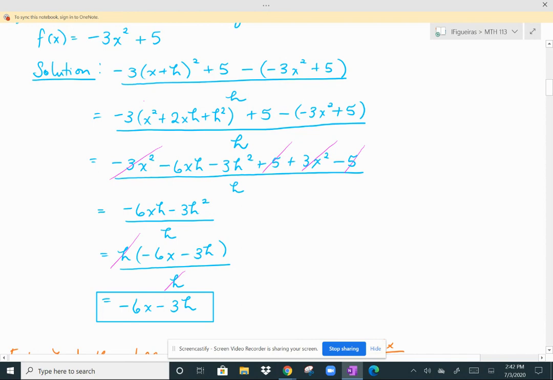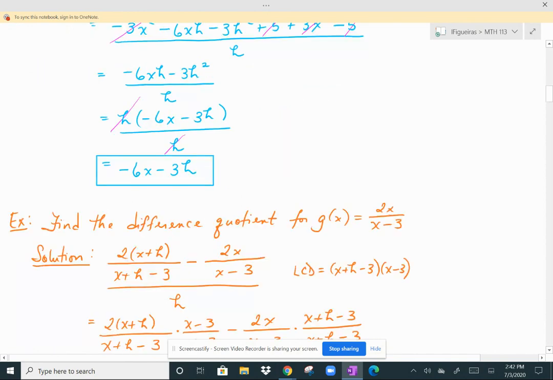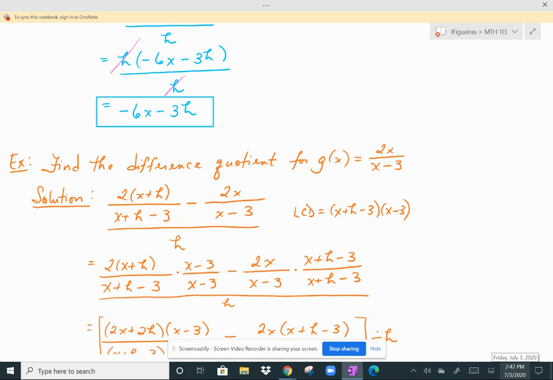Okay, so let's practice another example with the difference quotient. This time I gave you a rational function.